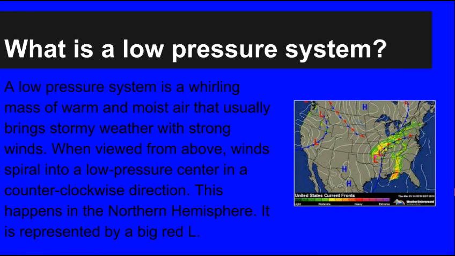Now, what is a low-pressure system? A low-pressure system is a whirling mass of warm air and moist air that usually brings stormy weather with strong winds. When viewed from above, winds spiral into a low-pressure center in a counterclockwise direction. This happens in the northern hemisphere, and it is represented by a big red L.